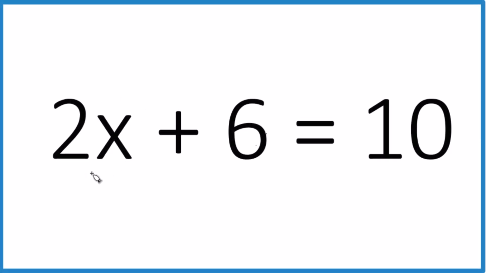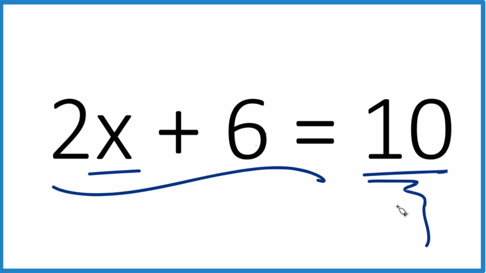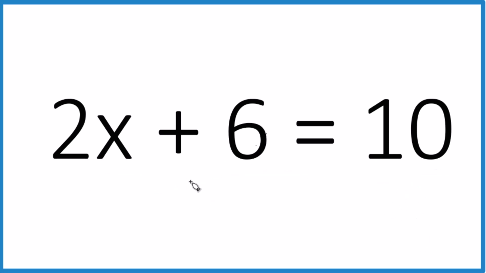So let's solve for x here in 2x + 6 = 10. So how do we do that? What we want to do is get x all by itself. So if we do something to this side of the equation, we have to do it to this side.